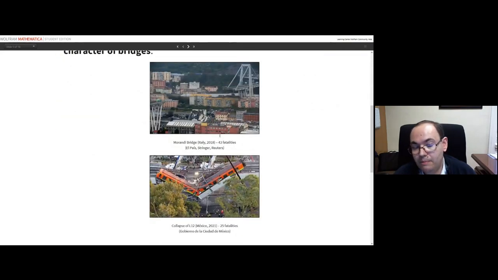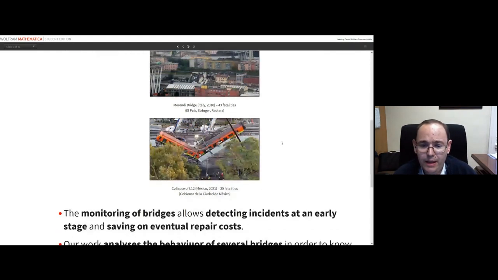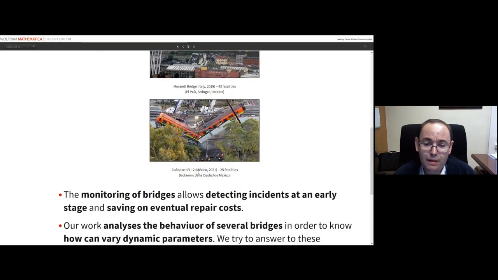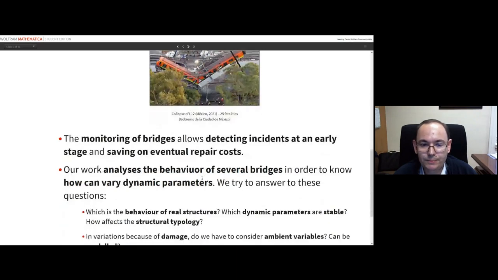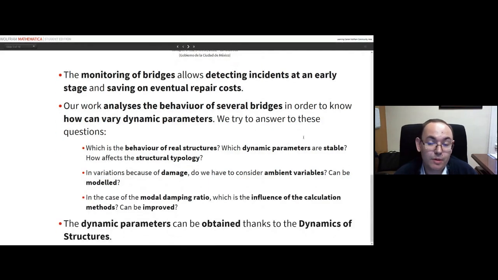We have here two examples that happened in the last years, the Morandi Bridge in Italy in 2018, and the collapse of the Line 12 in Mexico in 2021, with a lot of fatalities. So it shows the importance of the maintenance of bridges. And the monitoring of bridges allows us to detect incidents at an early stage and save on eventual repair costs. So our work tries to analyze the behavior of similar bridges in order to know how dynamic parameters can vary.